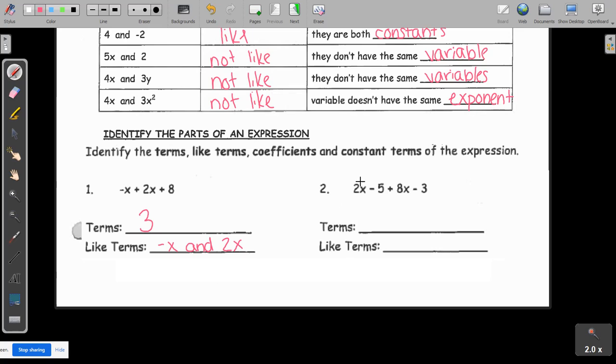Now let's look at number 2. How many terms do we have? We have 1, 2, 3, 4. 4 terms. And what are our like terms here? We have an x and an x. So we have 2x and 8x. Then we have a constant of negative 5 and negative 3. So the negative 3 and negative 5 are like terms.